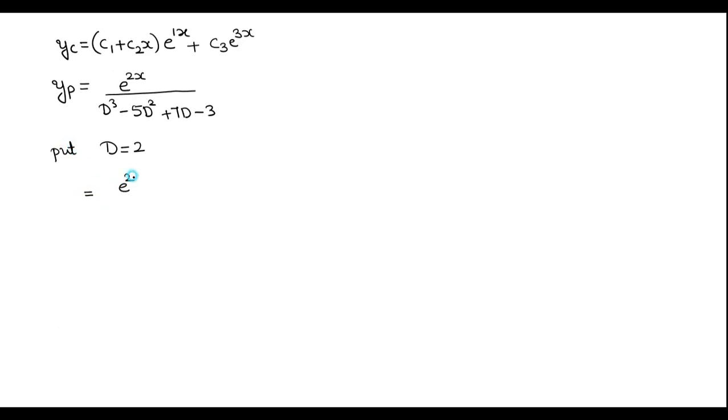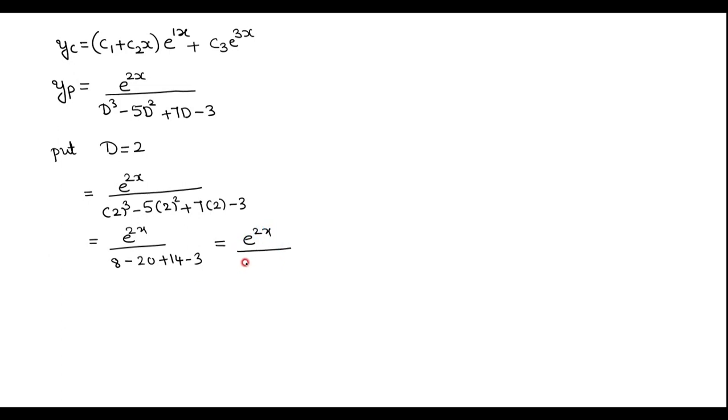So it is e raised to 2x divided by 2 cube minus 5 into 2 square plus 7 into 2 minus 3. On simplification, it is e raised to 2x divided by 8 minus 20 plus 14 minus 3, which gives minus 1. So the particular integral is minus e raised to 2x.